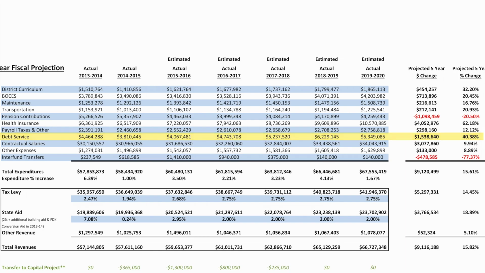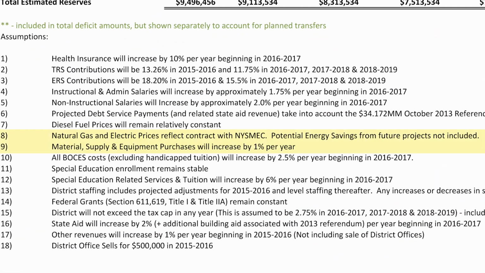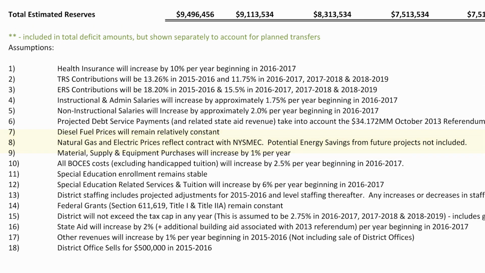Diesel fuel, natural gas, electric, materials, and supplies. These are the district's projections for expenditures in these categories. Diesel fuel and gasoline are very volatile, and our natural gas and electric expenses are based on a multi-year contract with the New York State Municipal Energy Consortium.